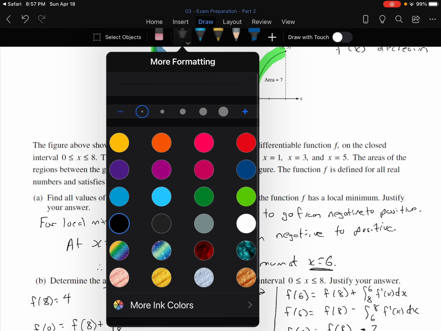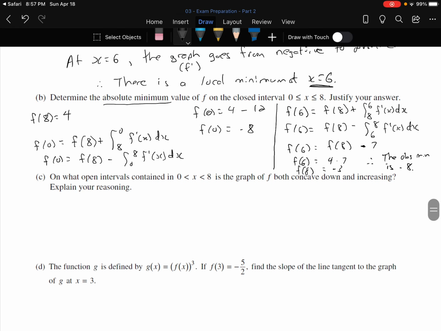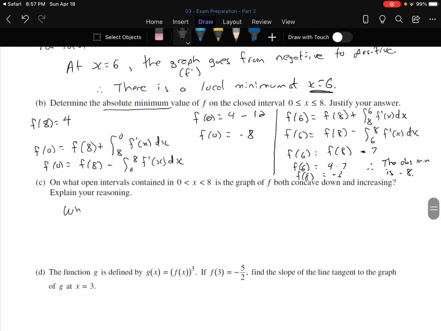Wow, lots of stuff going on there. So when, what 2 sections here? It was 0 less than x less than 1, and 3 less than x less than 4, f prime is greater than 0, which means it's increasing.